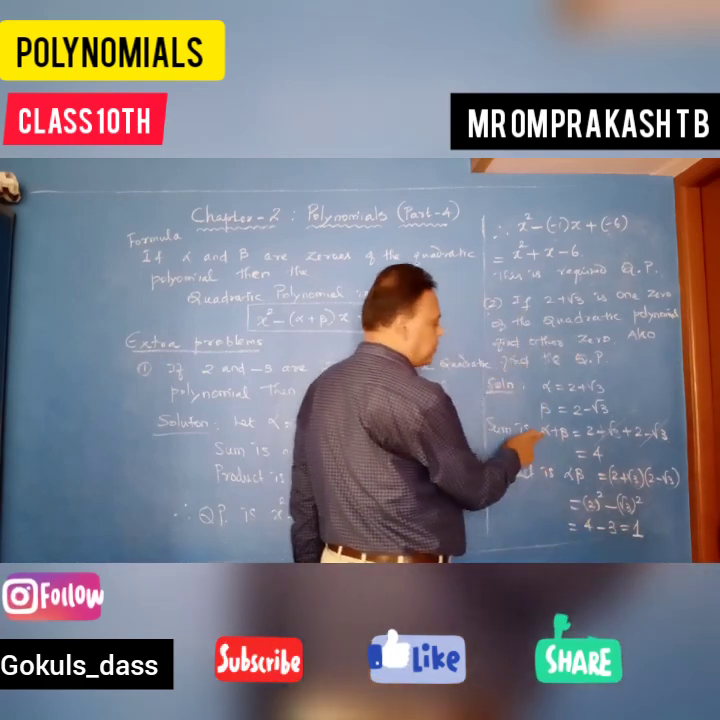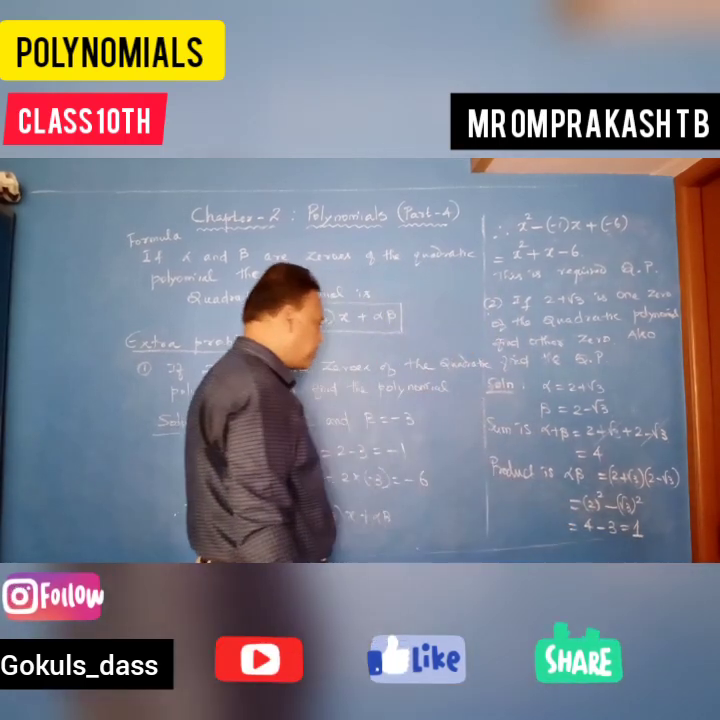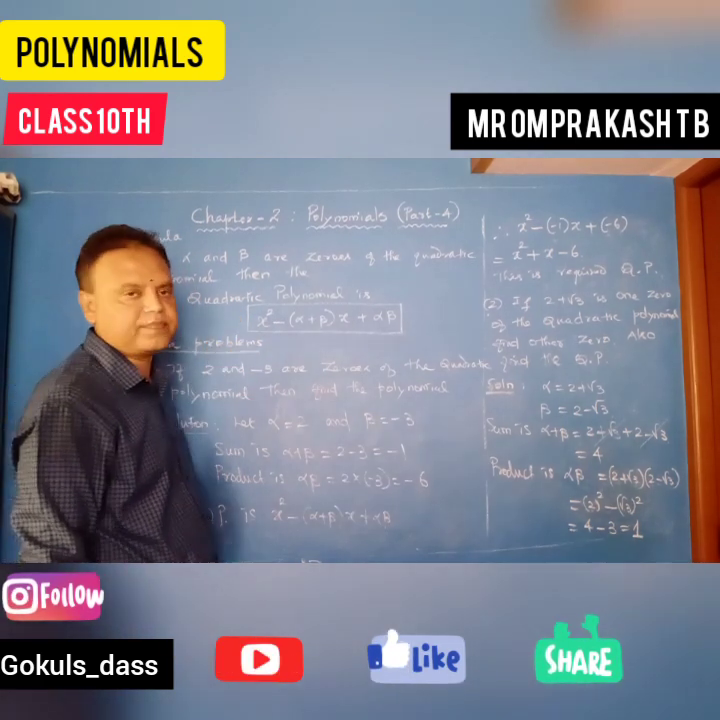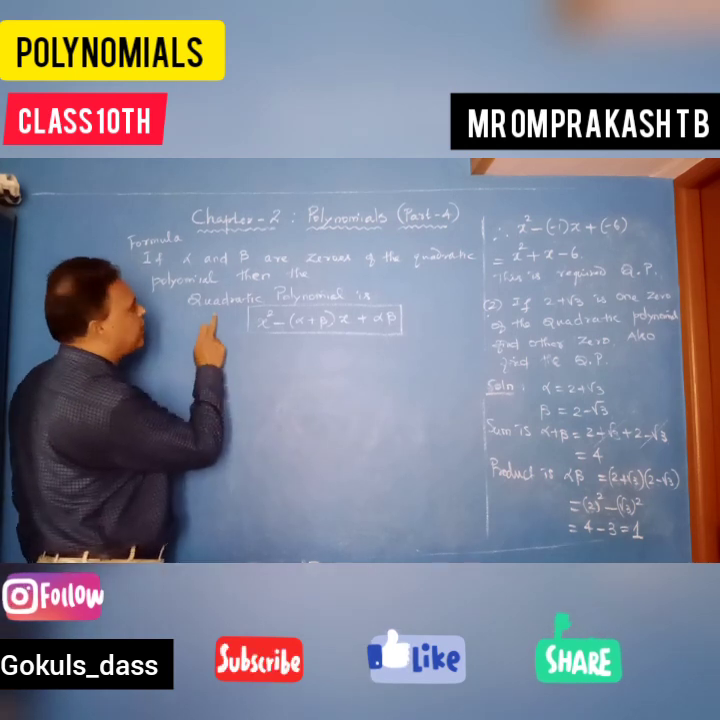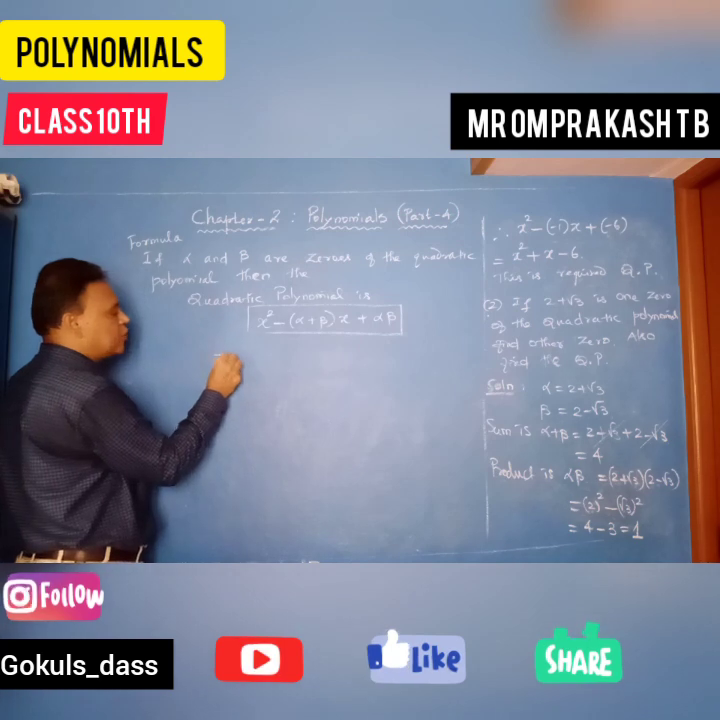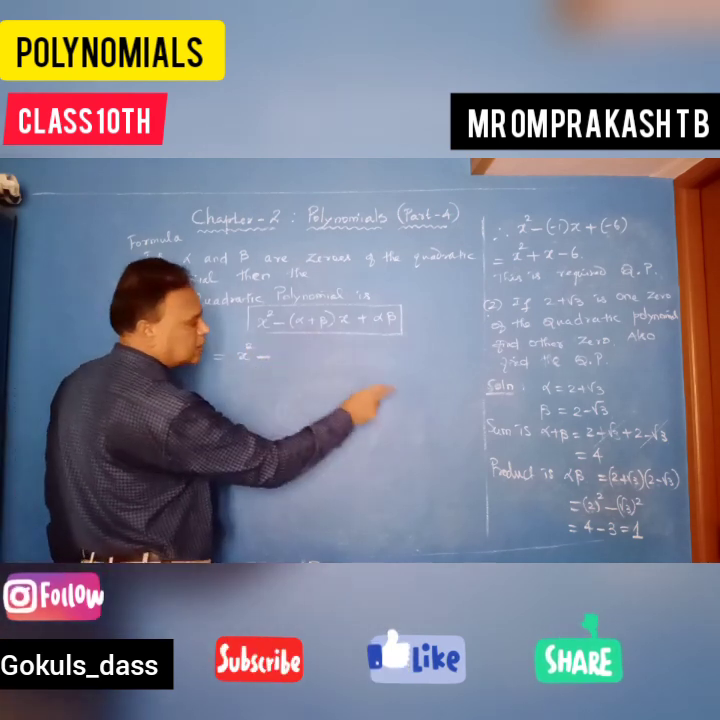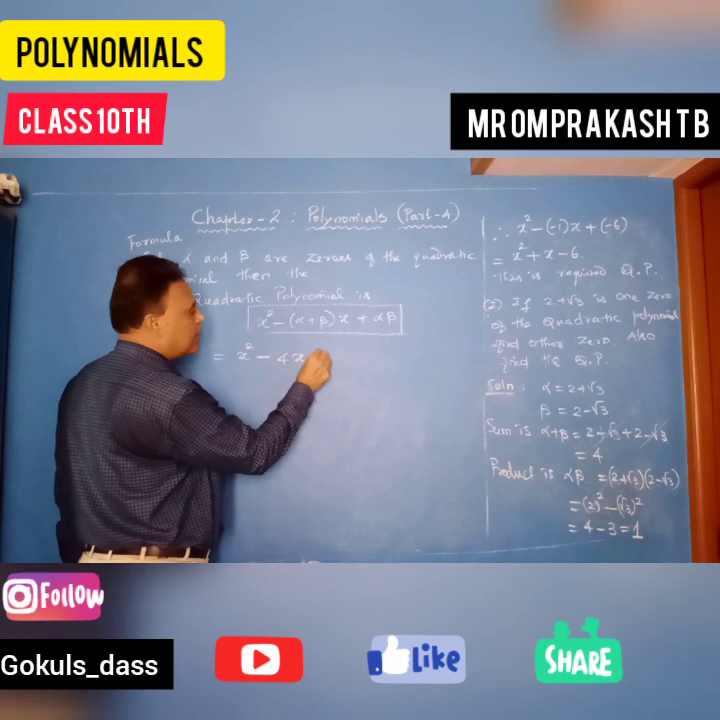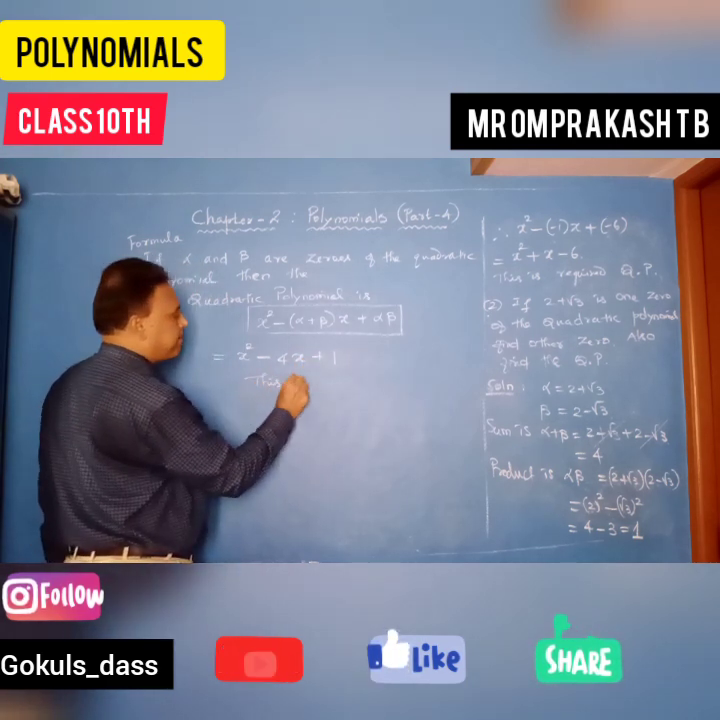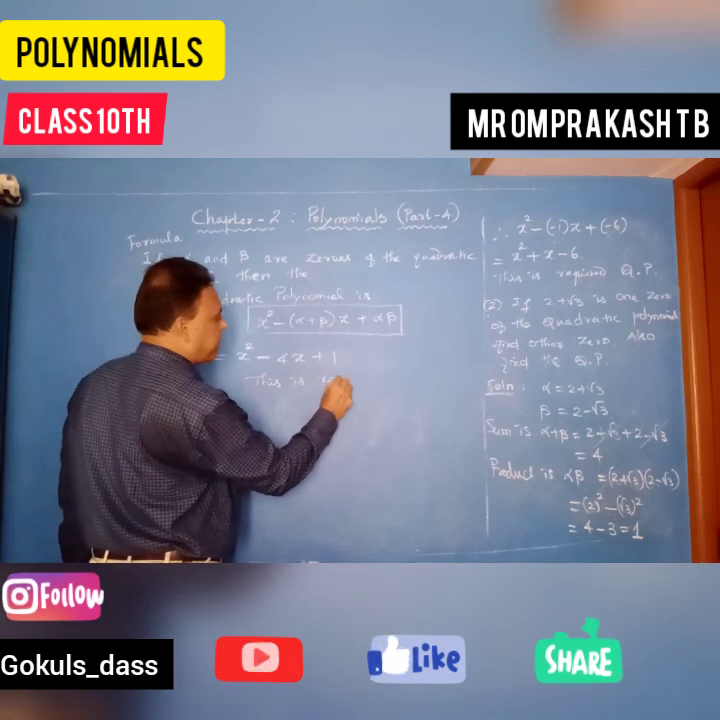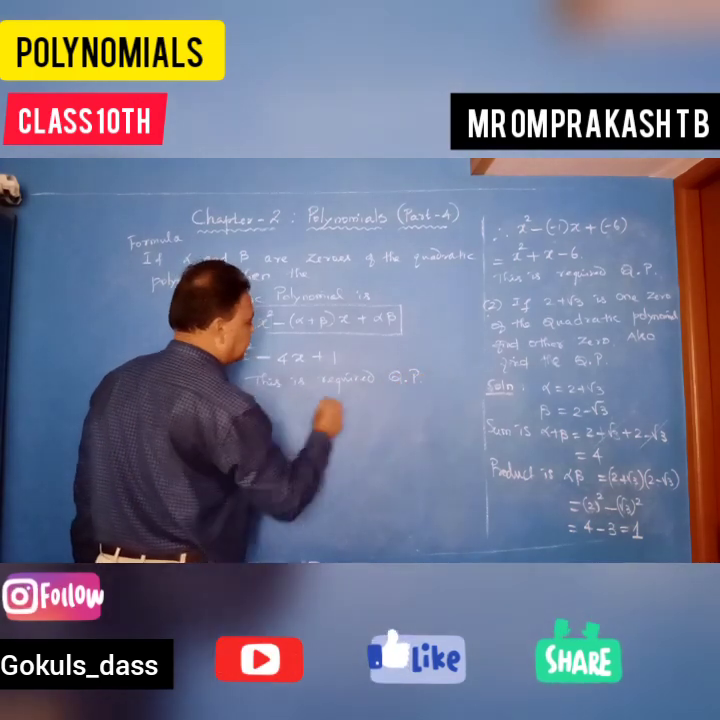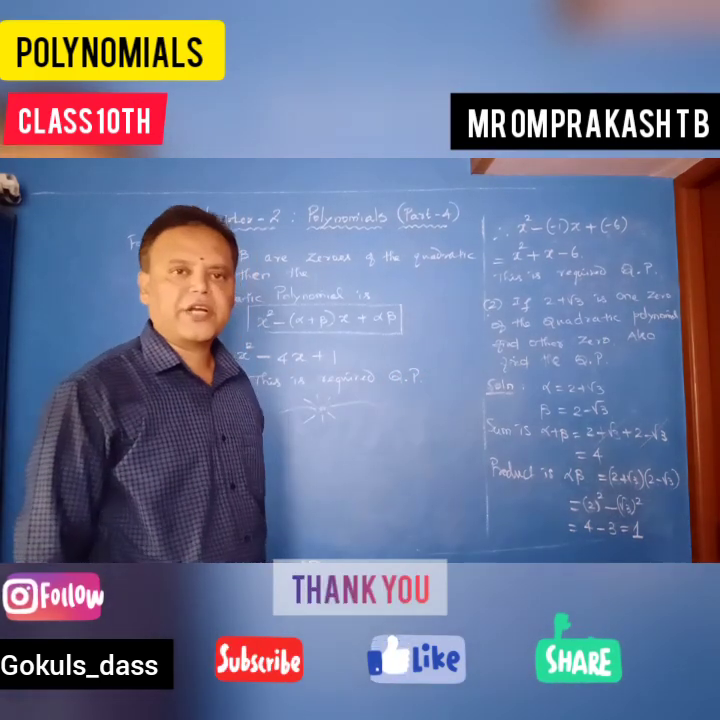So now you got alpha plus beta and alpha beta. Now we can replace them in this formula. Clear? Therefore, the quadratic polynomial is x squared minus (alpha plus beta) into x plus alpha beta. That is equal to x squared minus 4x plus 1, where alpha plus beta is 4 and alpha beta is 1. So this is the required quadratic polynomial. We will continue in the next class.